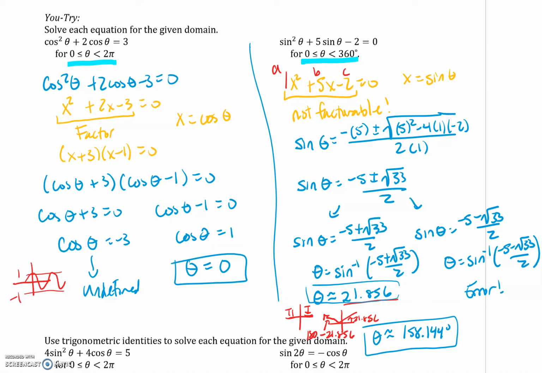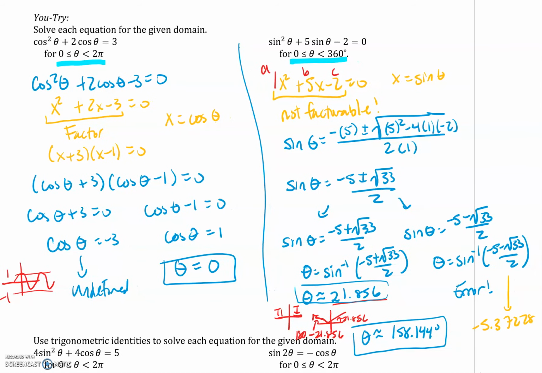Okay, so coming back to why is there an error here for the inverse sine of (-5 - √33)/2? Well, if we put this (-5 - √33)/2 in the calculator, this is actually equal to approximately -5.37228.